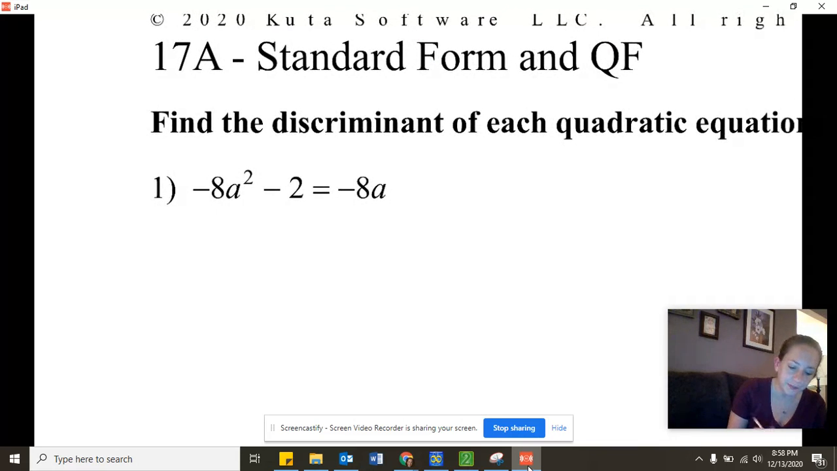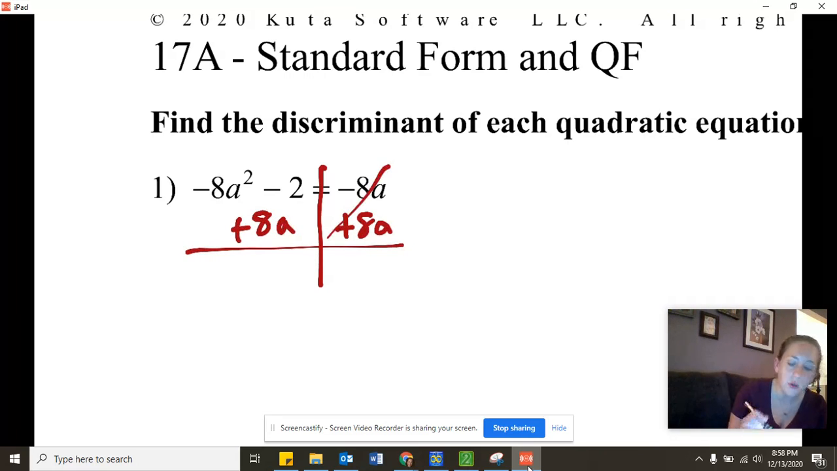So here I've got, neither side of the equal sign is 0. So to get rid of this negative 8a, to make this side 0, I'm going to add 8a to both sides. Now you got to be careful because you can only combine things if they're like terms.